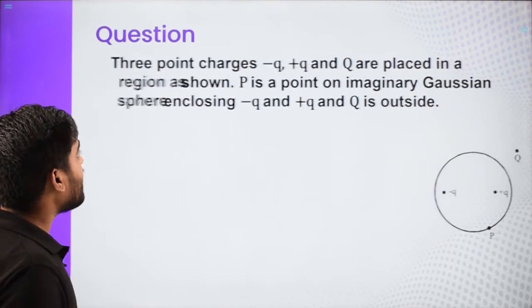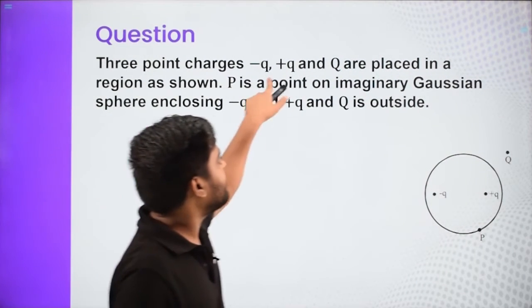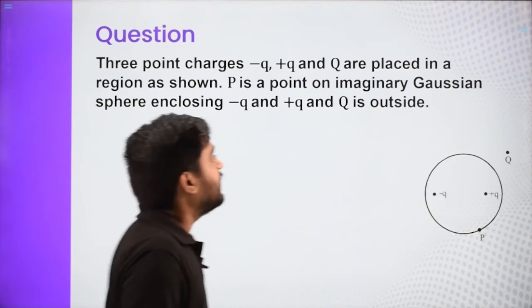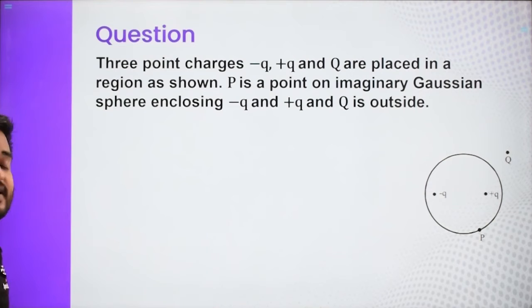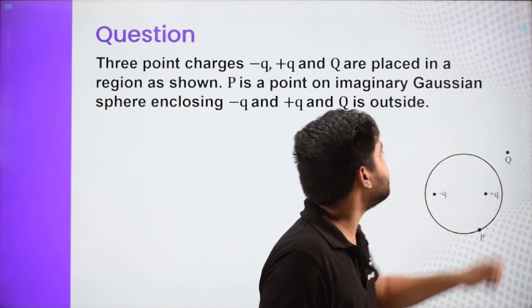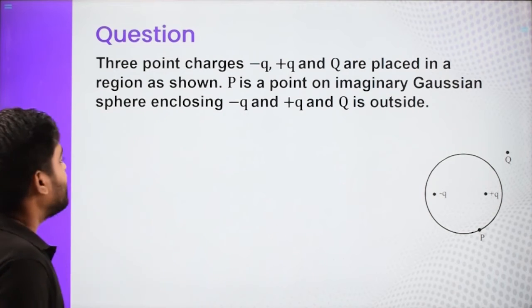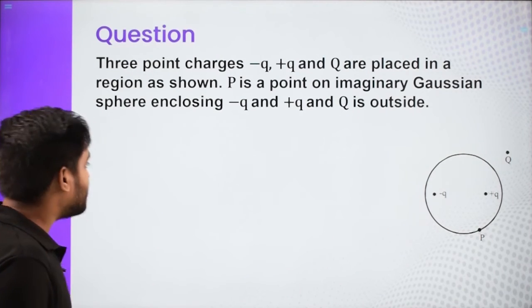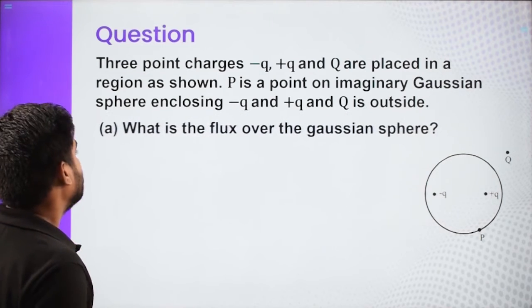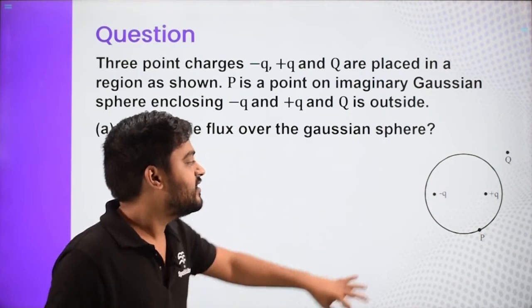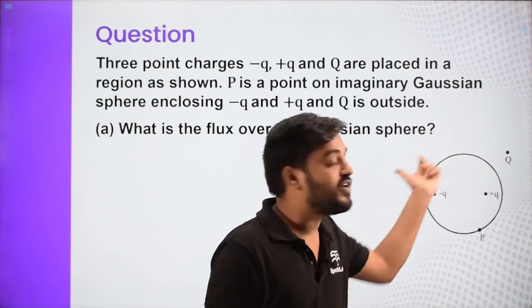Let us do a question. This question says that three point charges, minus q, plus q and capital Q, are situated in the region as shown. Minus q and plus q are inside this surface and capital Q is outside the surface. This is an imaginary Gaussian sphere. The first question is: what is the total flux over this Gaussian sphere?